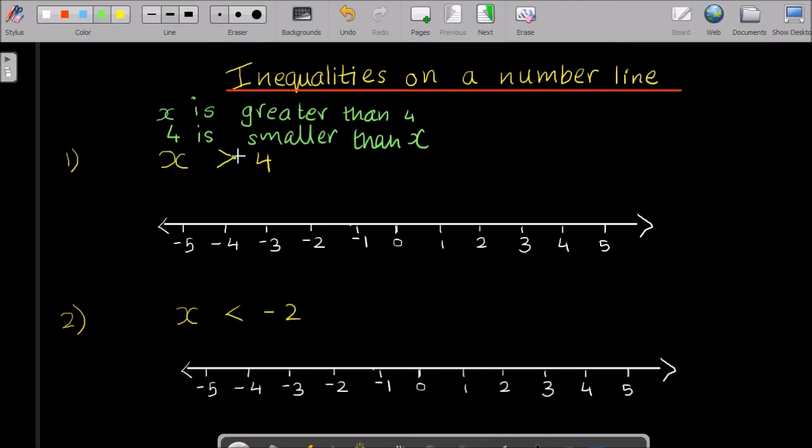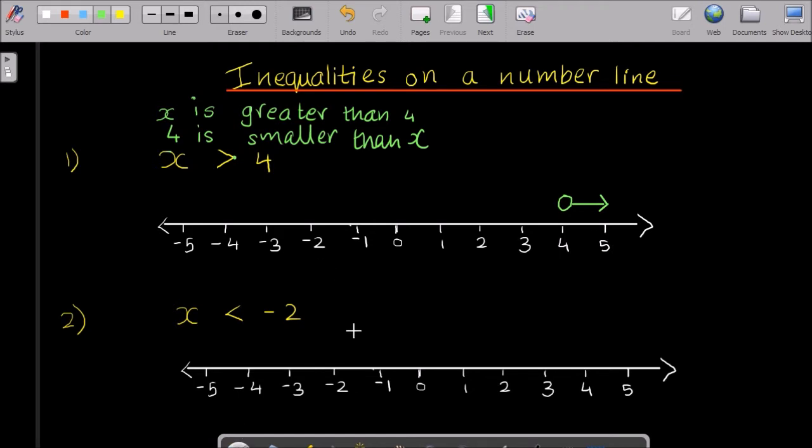So the pointy bit is always pointing to the smaller one, and the open bit is always pointing at the greater quantity. Okay, let's get started. How do I represent this on a number line? So above x is greater than 4, above 4 I'm going to have an empty circle, and because it's greater than, I'm going to go to the right. If it was less than, I would go to the left. So what this is telling me is x can be any number that is greater than 4.